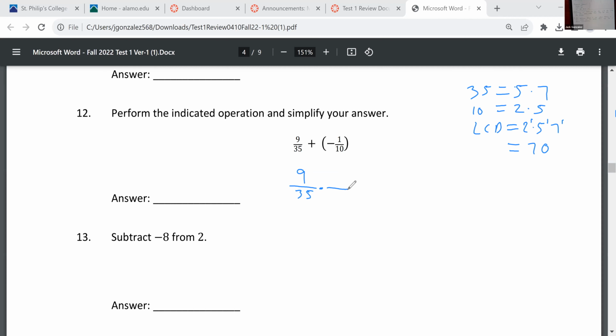Maybe 2. 2 times 35 is 70, right? How do I change this 10 to a 70? Multiply by 7. So now we've got 18 over 70.